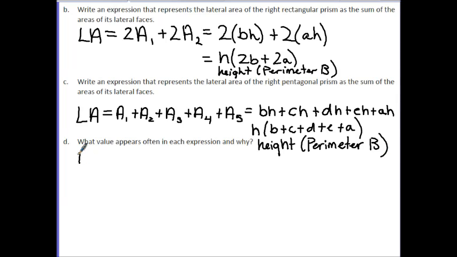So to summarize, the common factor was height. And if you factor out, you will find that every time the lateral area is found by multiplying the height times the perimeter of the base.